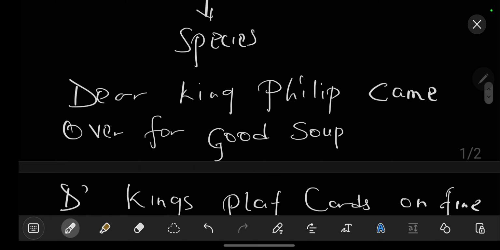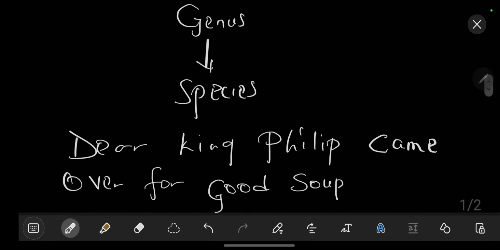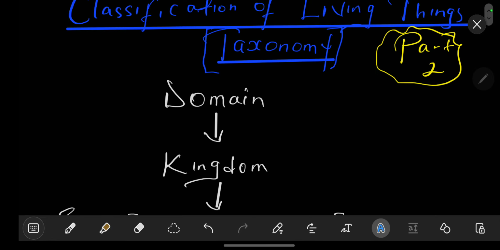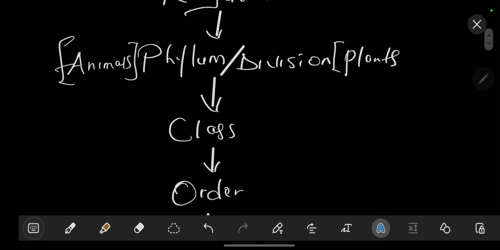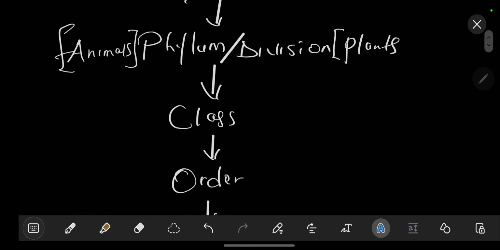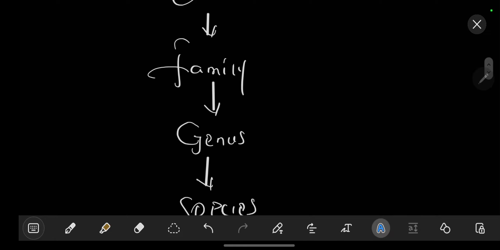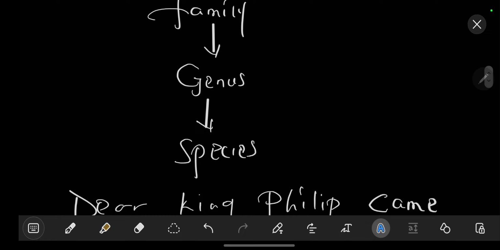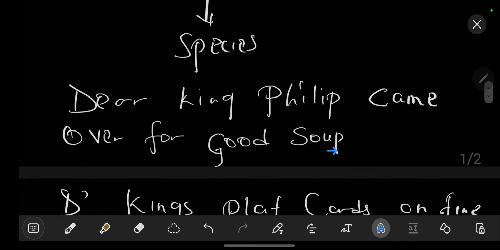Alright, now each of these has got a meaning. Let's use Dear King Philip came over for good soup for this. This Dear stands for domain. Then the King stands for kingdom. The Philip stands for phylum. The came stands for class. The over stands for order. The for stands for family. The good stands for genus, like you can see here. And the soup, of course, stands for species.